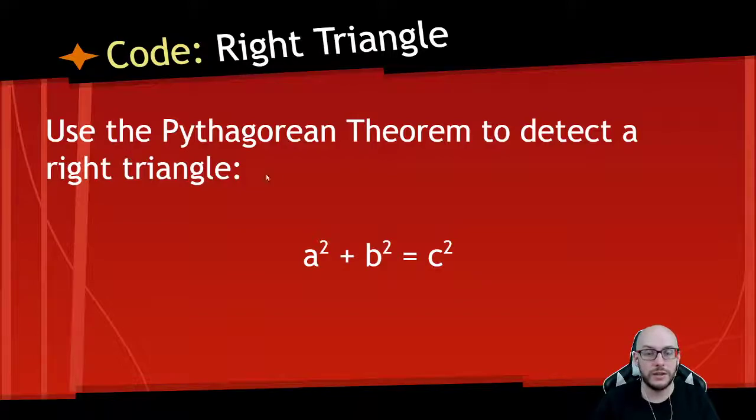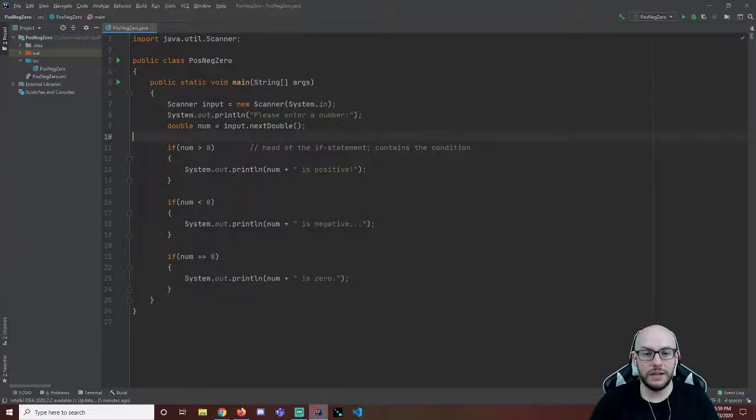Keep in mind that the way that we determine if a triangle is a right triangle is this formula: a squared plus b squared is equal to c squared. So the user is going to give us a, b, and c, and we need to determine, is it a right triangle? I've got IntelliJ pulled up here.